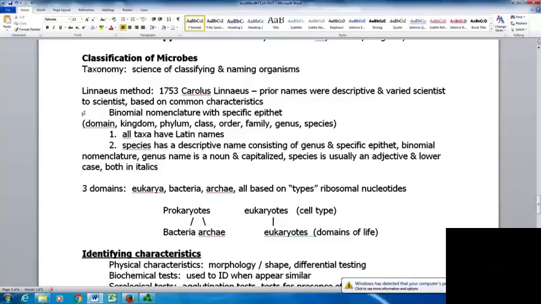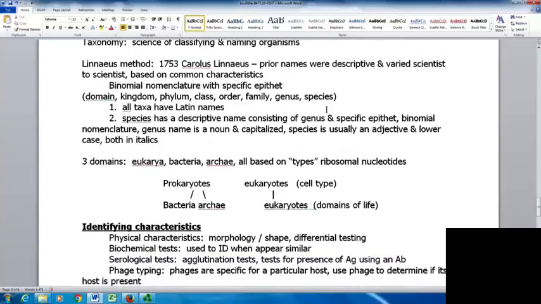We use a binomial nomenclature with a specific epithet. So binomial means you're going to use genus and species. With taxonomy, there are multiple groups. You have the domain, kingdom, phylum, class, order, family, genus, and species. As you go down from the domain to the species, each is going to get more and more specific.